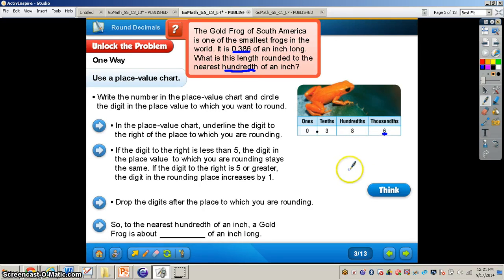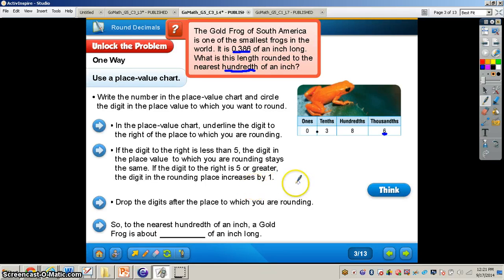Now, whenever we're rounding, if the digit to the right is less than 5, very important, the digit in the place value to which you're rounding stays the same. If the digit to the right is 5 or greater, the digit in the rounding place increases by 1. So it's very, very important. If it's less than 5, the digit stays the same. It does not go down 1. However, if it's 5 or greater, the digit in the rounding place increases by 1.